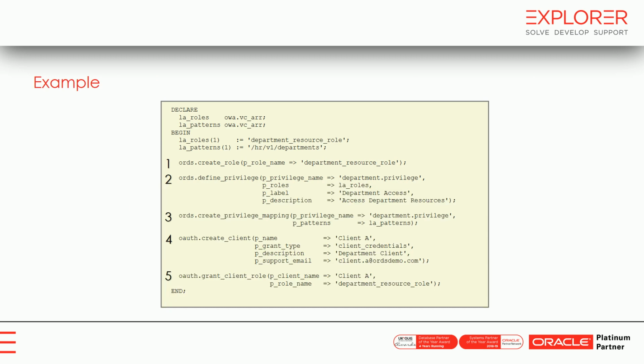The following example shows how you can protect one of the department web services. The first line creates a department role, the second defines a privilege and assigns it to that role, and the third maps the pattern to the privilege. At this point, the web service matching this pattern is now protected and can no longer be accessed without using authentication. So, the fourth line creates a new client using the client credentials method, and then the final line grants the department role to that client, meaning once authenticated, client A will be able to access the protected department web service.